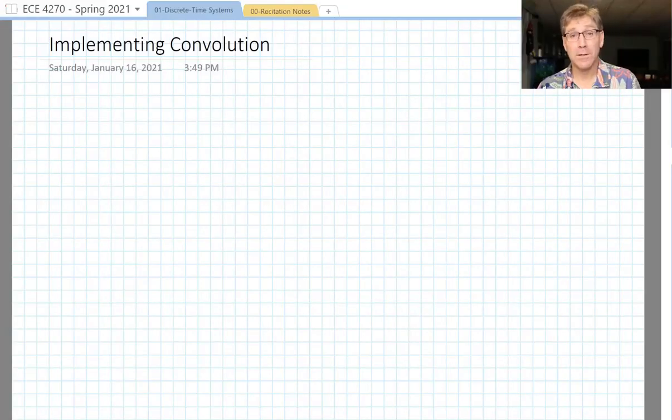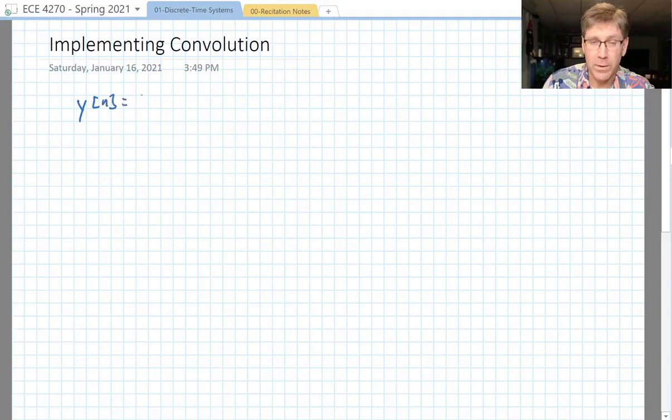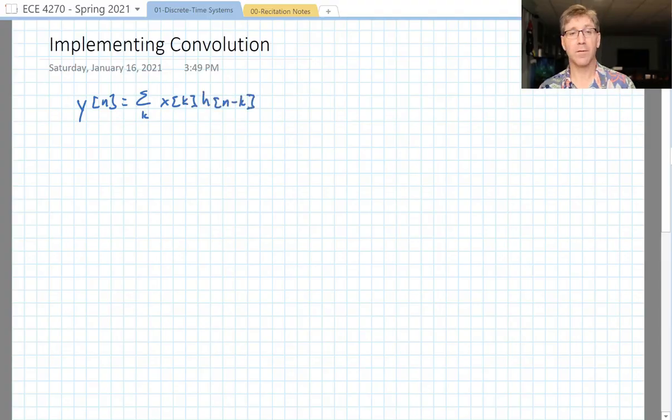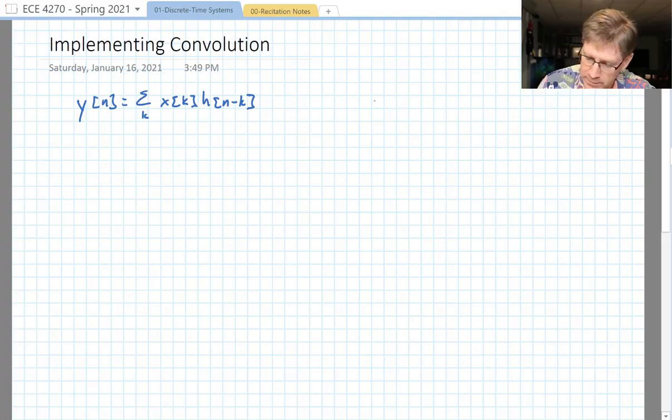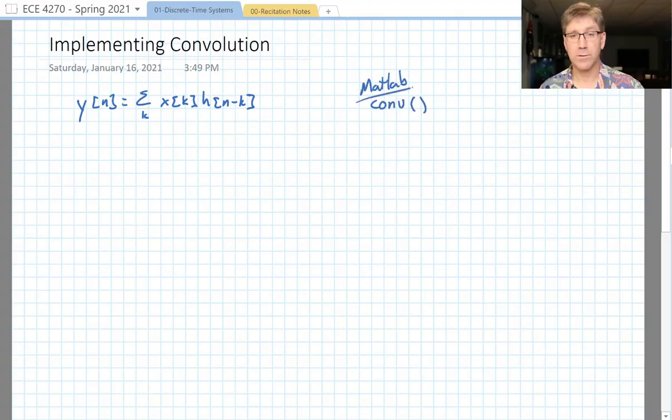Hello. So we've covered the basic idea of convolution, and we have an equation that will implement convolution that looks like this. This is something we can actually compute, given h and given x. We usually don't want to do so by hand, so if you're using MATLAB, you can use the conv command to compute that. Let's talk a little bit about the complexity though.